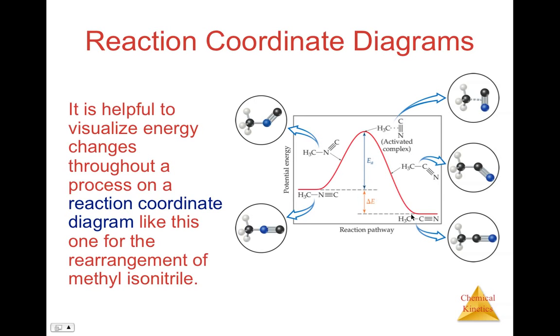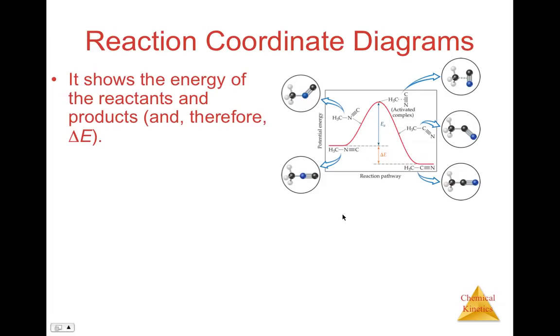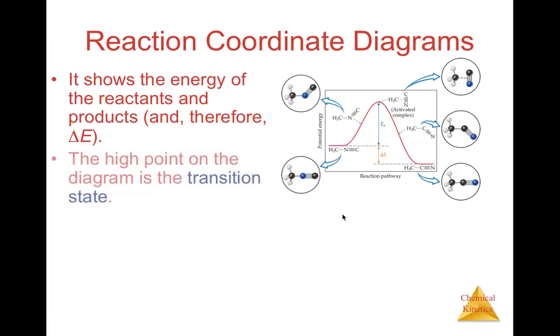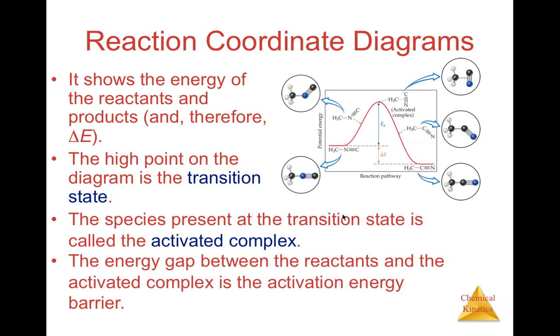The start to the finish is the enthalpy of the reaction. Notice that it ends with less than what it started with, so it would be an exothermic process. The high point is called the transition state, where the activated complex is created, and the gap between the reactants and the products is the activation energy barrier.